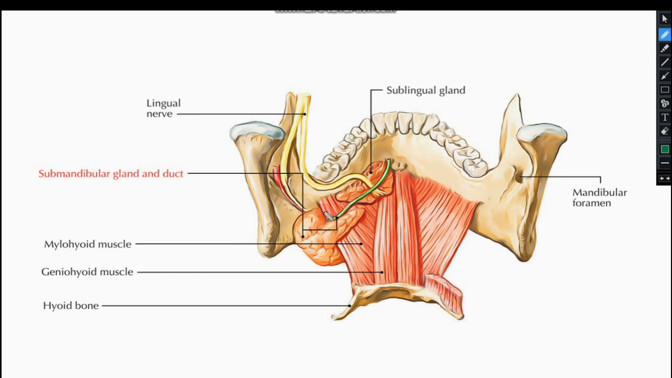When we talk about its extent, we see here this is the mylohyoid muscle. This is the posterior border of the mylohyoid muscle, and these fibers converge, and in the median part we see a raphe. This is the mylohyoid line. So the extent goes from this mylohyoid line to the fossa, on the medial surface of the mandible over this mylohyoid line, and posteriorly to the hyoid bone.